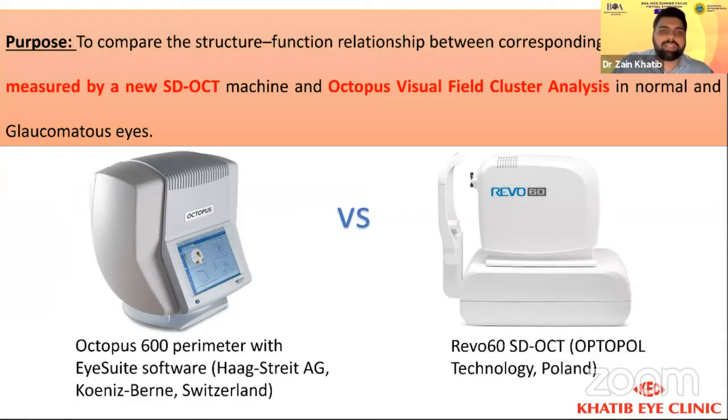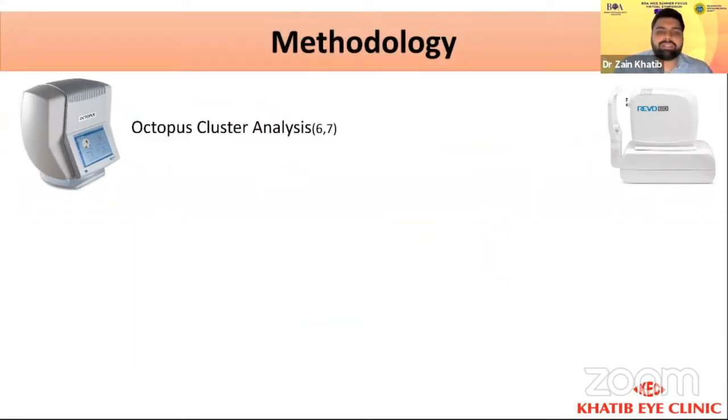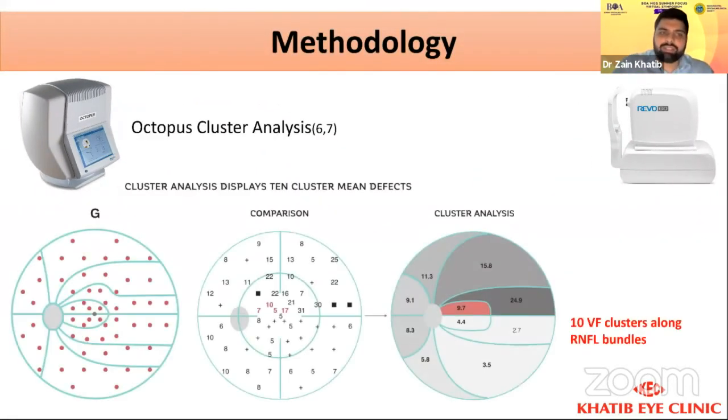So the machines we are testing here are the Octopus 600 perimeter and the Optopol Revo 60 OCT. The test in the Octopus perimetry is the cluster analysis test. What is the cluster analysis test? Basically, we know that the G points are along the clusters, and 10 such clusters have been identified by the software. In each cluster, the points are averaged out, and you get a single mean deviation for the 10 visual field clusters. So this is the cluster analysis.